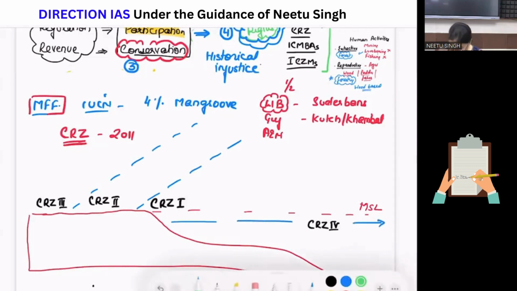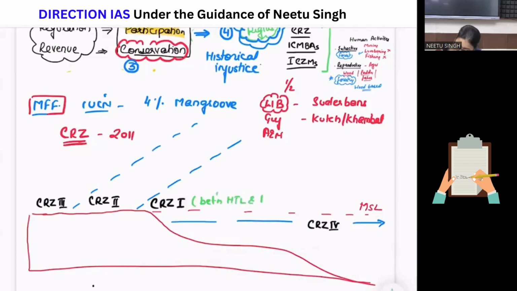Labeling them. CRZ1, between high tidal level and low tidal level. CRZ2, 200 meters on shore. CRZ3, on shore, needless to say, beyond 200 meters.